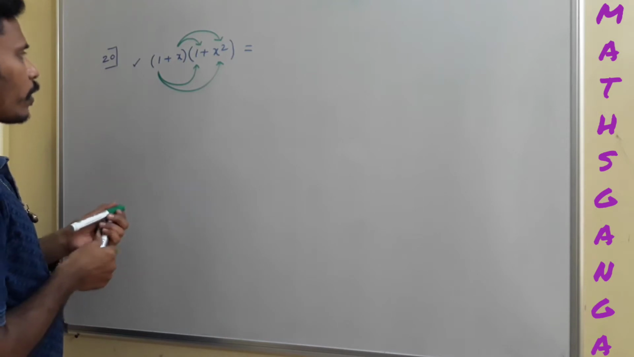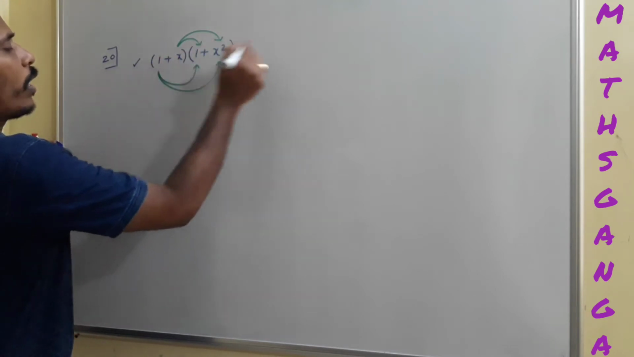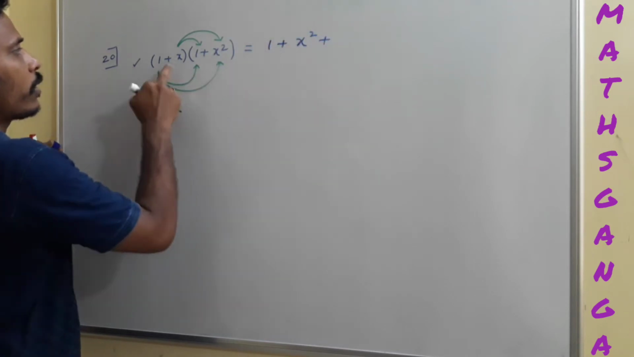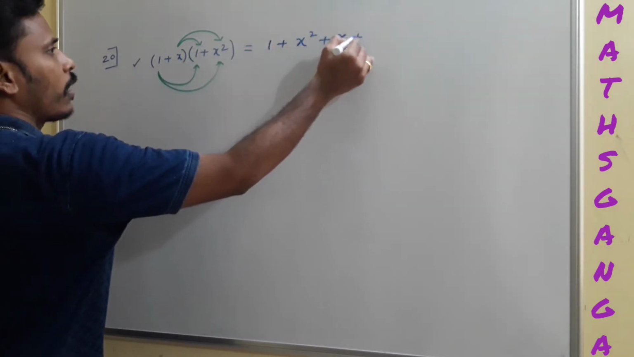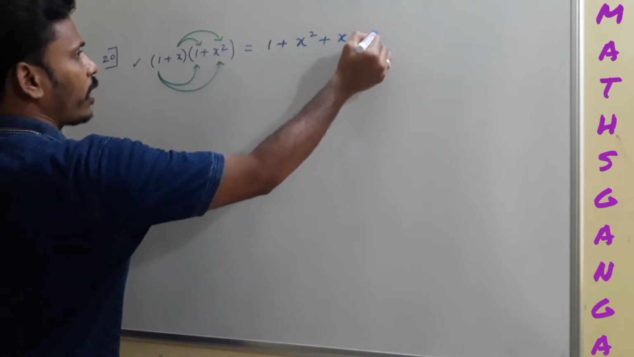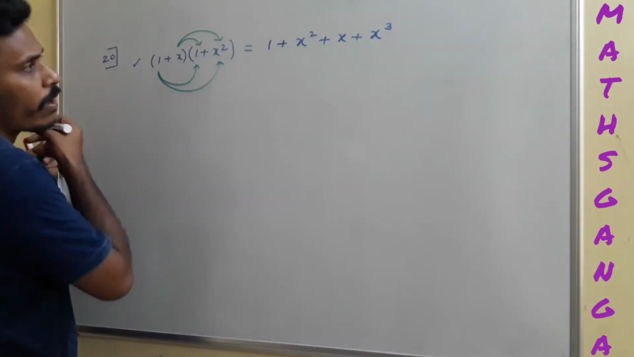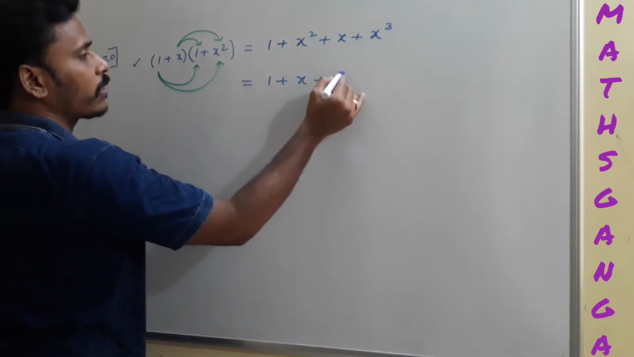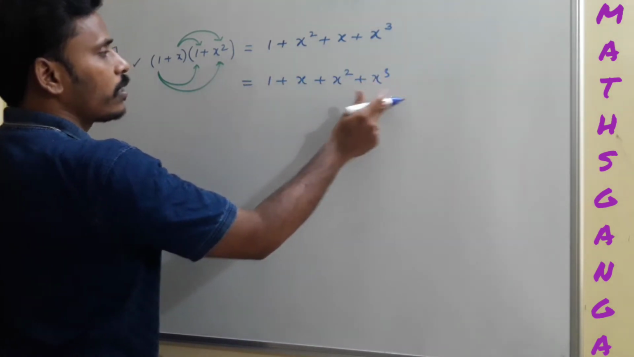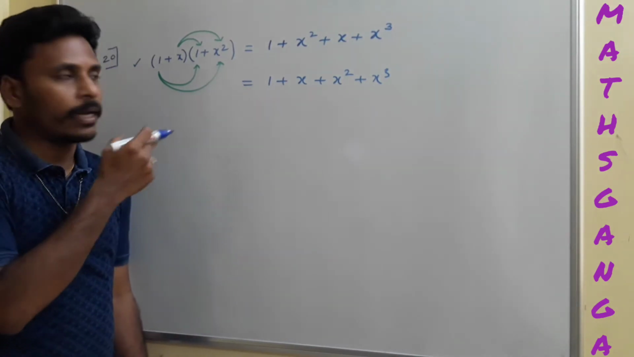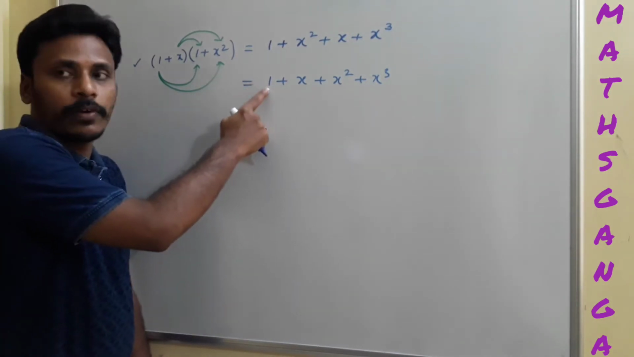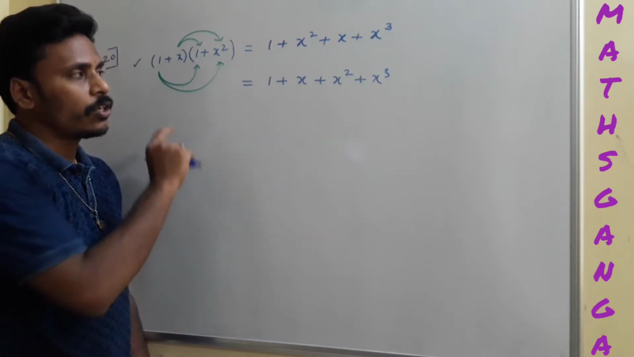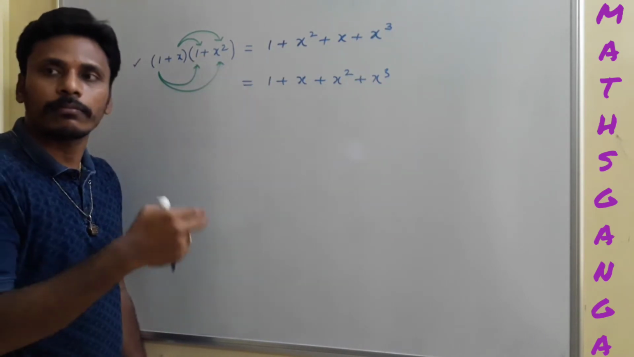So how can I write? 1 into 1 is 1. 1 into x square is x square, x into 1 is x, plus x into x square is x cube. And if I write these things in an order, 1 plus x plus x square plus x cube. See, in an order by the power sum. Okay, this is x power 0, this is x power 1, this is x power 2, this is x power 3. So I just rewrite those terms in the result.